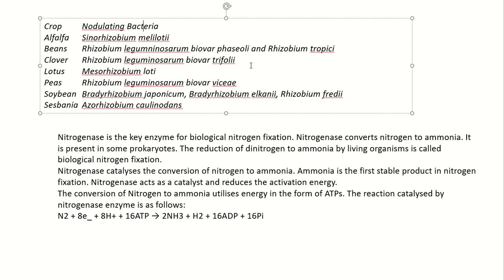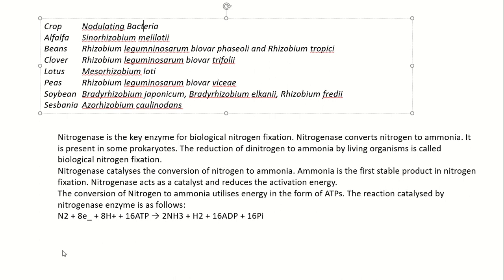So nitrogenase is the key enzyme for biological nitrogen fixation. Which is the key enzyme for biological nitrogen fixation? Nitrogenase. Nitrogenase converts nitrogen to ammonia, and it is present in some prokaryotes. Reduction of dinitrogen N2 to ammonia by living organisms is called biological nitrogen fixation. Nitrogenase catalyzes the conversion of nitrogen to ammonia, and ammonia is the first stable product in nitrogen fixation. Nitrogenase acts as a catalyst and reduces the activation energy.